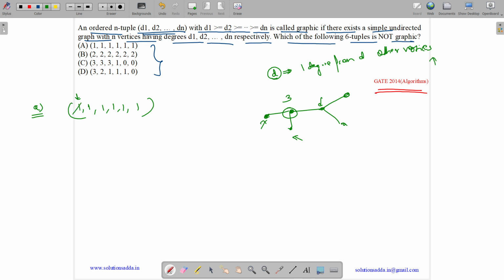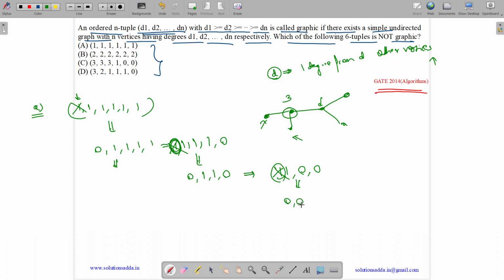We are removing this 1, then 1 must be reduced from one of the vertices. So 1 must be reduced from this vertex. So we get 0, 1, 1, 1, 1. Now we sort it to get 1, 1, 1, 1, 0. Now again we have 4 ones. We again remove the highest degree and must reduce 1 from one of the vertices. So we get 0, 1, 1, 0. Now we sort it to get 1, 1, 0, 0. Again we remove this vertex and decrease 1 degree, so we get 0, 0, 0. 0, 0, 0 is possible as we can have 3 isolated vertices. So option A is possible.